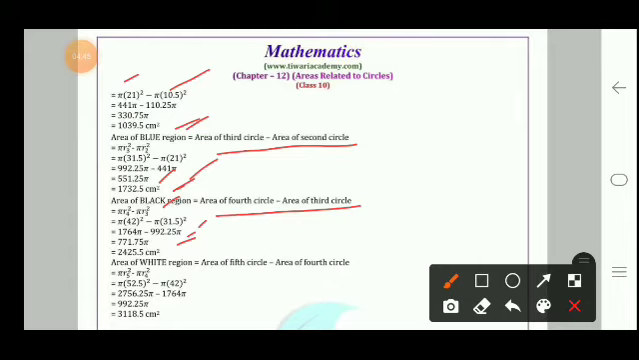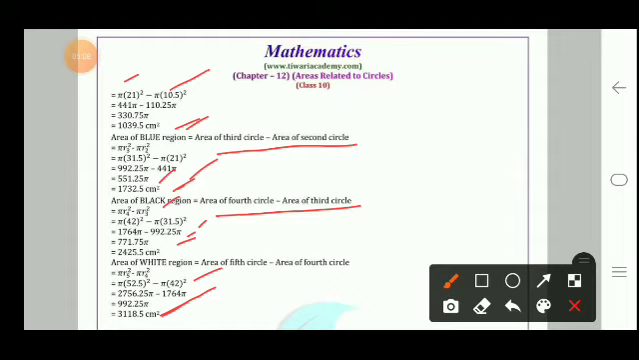Then area of white region will be area of fifth circle minus area of the fourth circle, that is pi r5 square minus pi r4 square, so that is pi 52.5 square minus pi 42 square, that is 2756.25 pi minus 1764 pi, so that is equals to 992.25 pi, that is 3118.5 centimeter square.